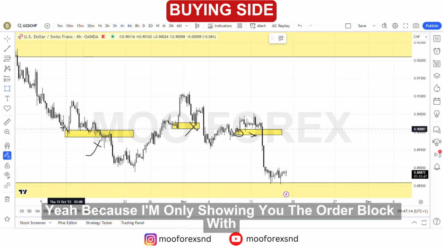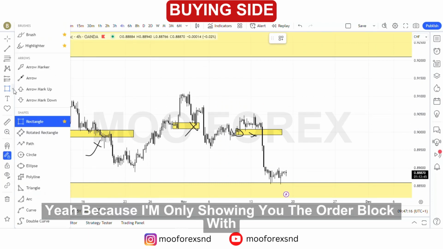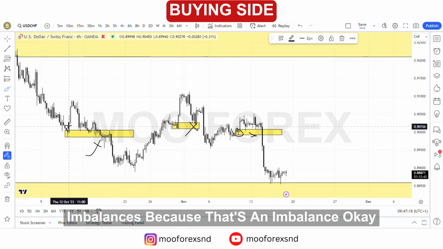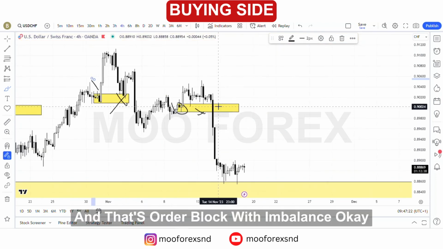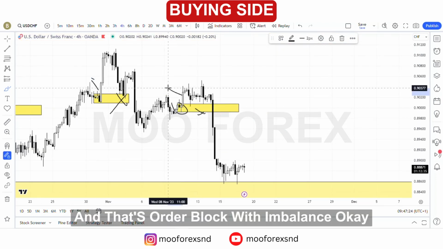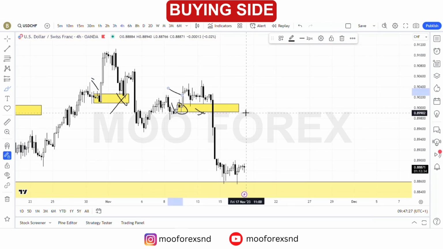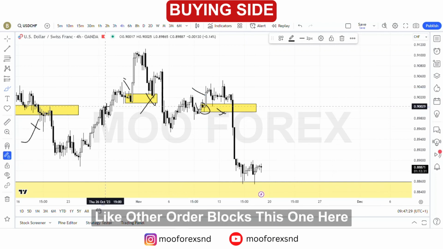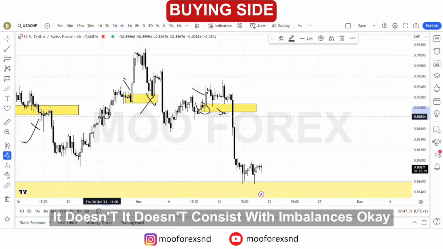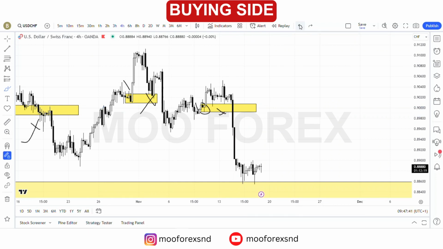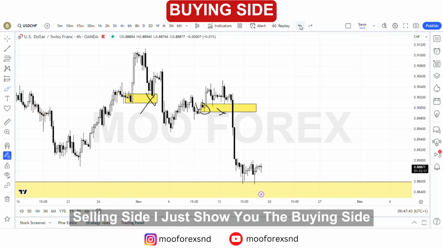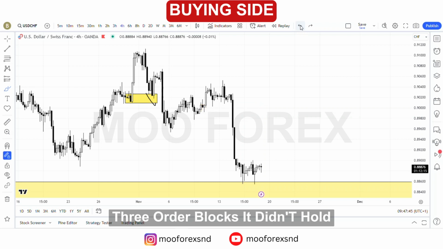Yeah, because I'm only showing you the order blocks with imbalances, because that's an imbalance. Okay, that's an order block with imbalance, and that's an order block with imbalance. Okay, that's an ESC candle. Like other order blocks, this one here doesn't consist of imbalances. Okay, so now let me show you the selling side. I just showed you the buying side. Those three order blocks didn't hold.